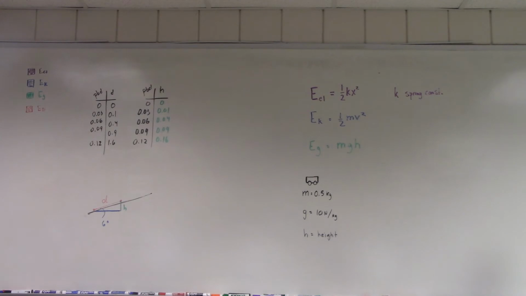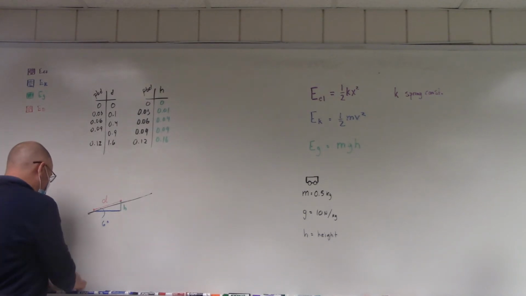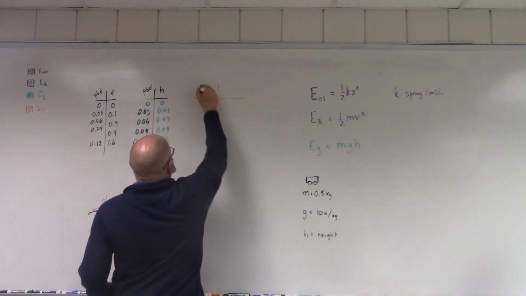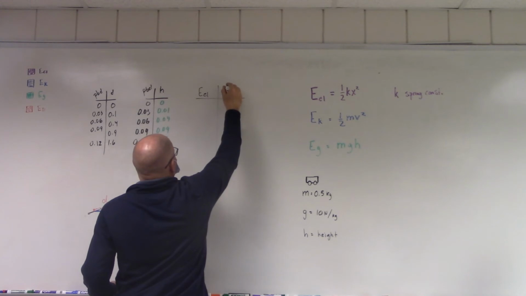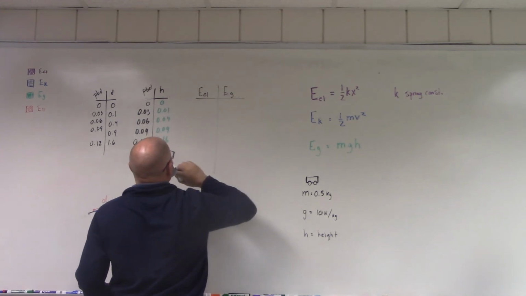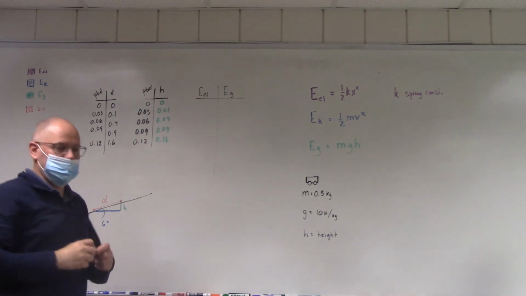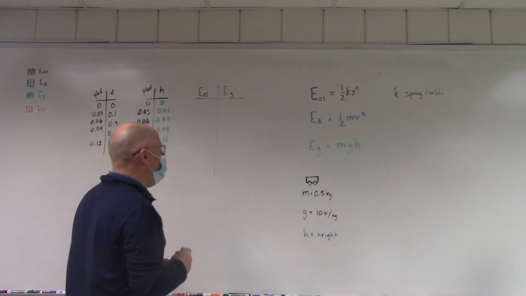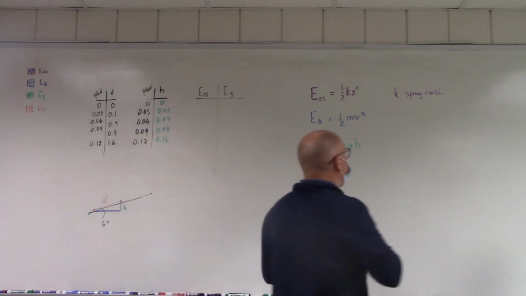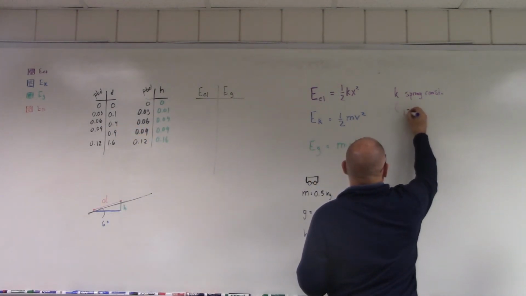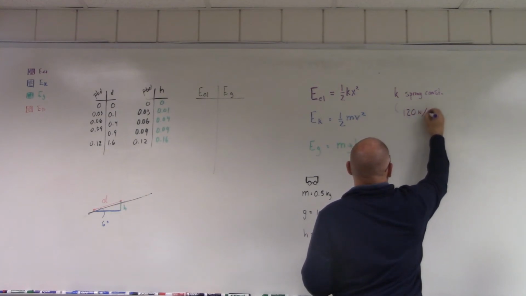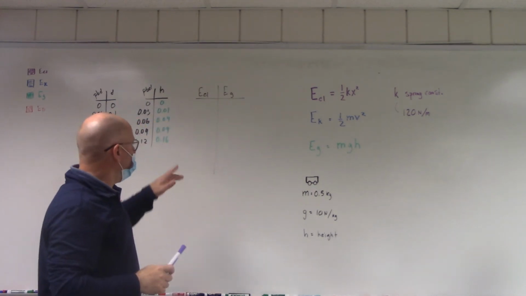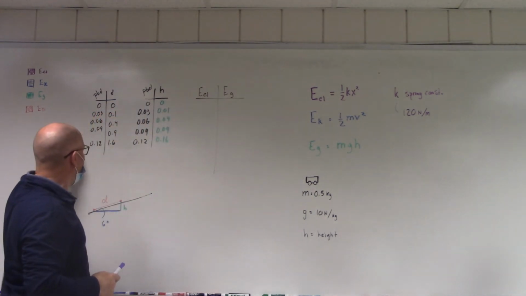Is that cool? All right, so now, given that, I want to calculate the elastic energy and the gravitational energy. Now, we used the same rubber bands in spring lab 1 the other day. So what is the spring constant for the rubber bands we used the other day? Wasn't it 120 newtons per meter? Right? So I think you have enough information to calculate all of these.